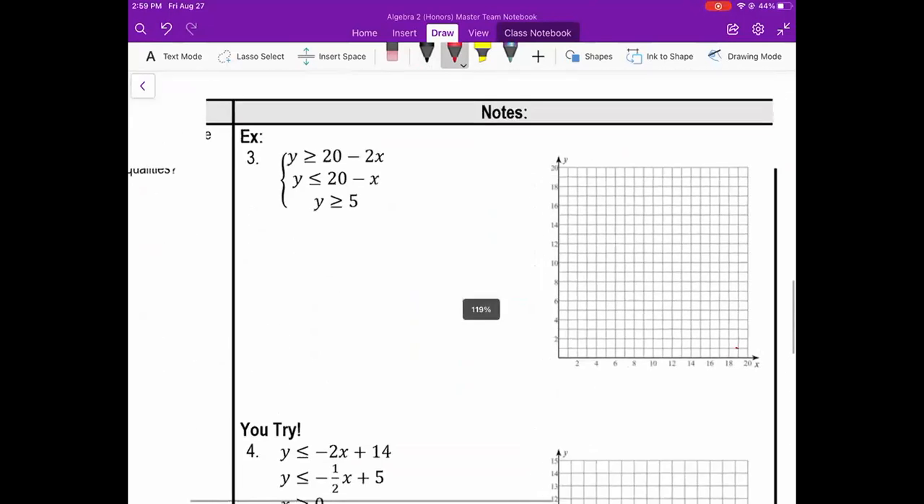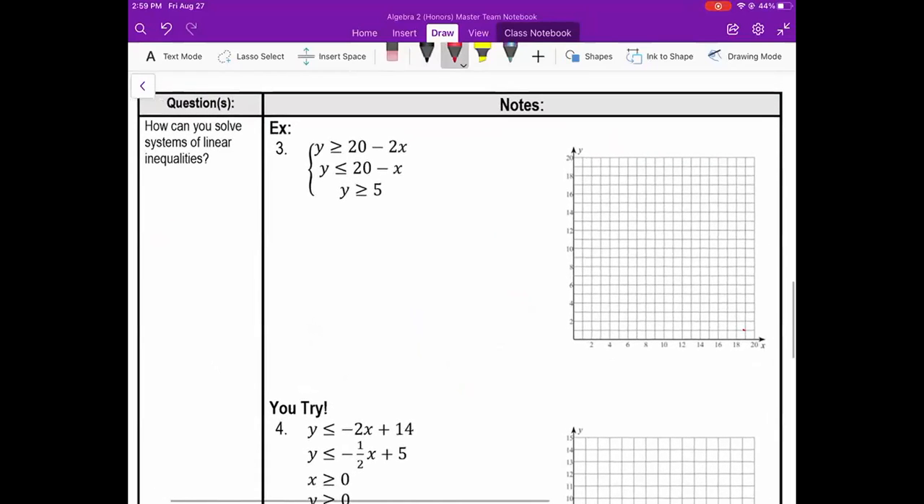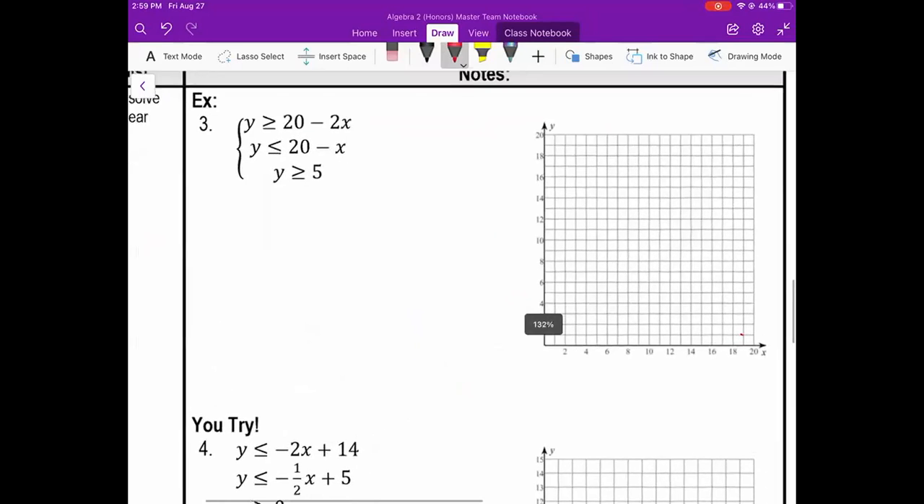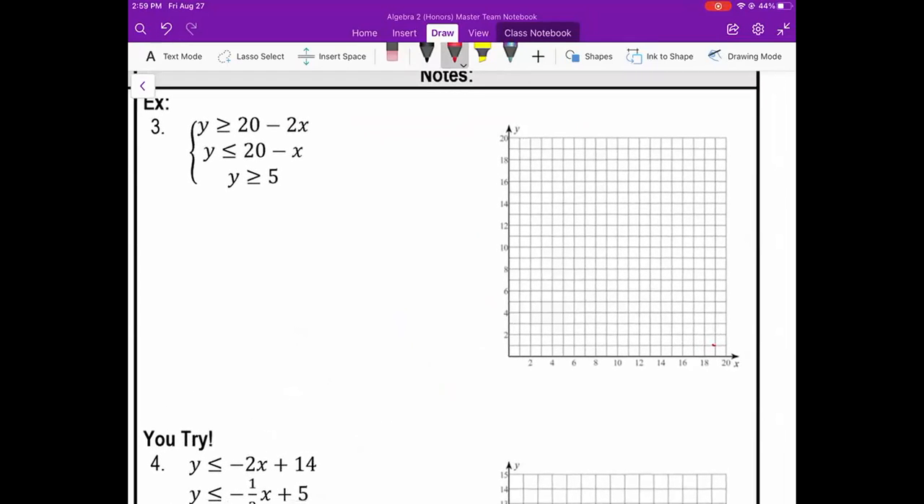All right, moving on. The last essential question is, how can you solve systems of linear inequalities? There's a way to do this on the calculator, and we're going to do that later. I'm going to show you how to do this by hand, because first we need to understand where things are coming from. Before we start graphing, we need to go over 2 rules.